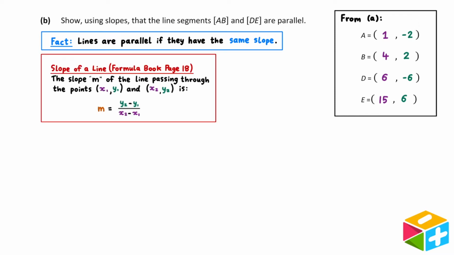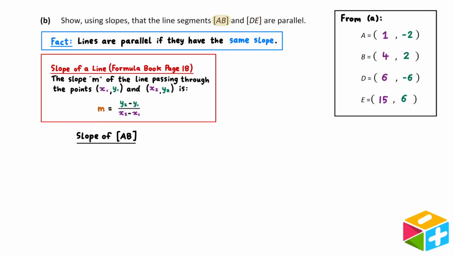To find our slopes, we'll have to use the slope of a line formula on page 18 of the formula book. It says that the slope m of the line passing through the points (x1, y1) and (x2, y2) is m is equal to (y2 minus y1) over (x2 minus x1). We are concerned with two different line segments, AB and DE. We'll need to find the slope of each.